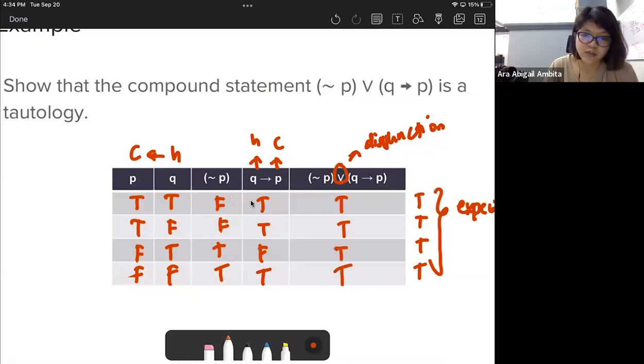So false or true is true, false or true is true, true or false is also true, and true or true will also be true. Now we have proven that this is equivalent to our expected outcomes, which are all true. So we have proven that this statement is indeed a tautology.